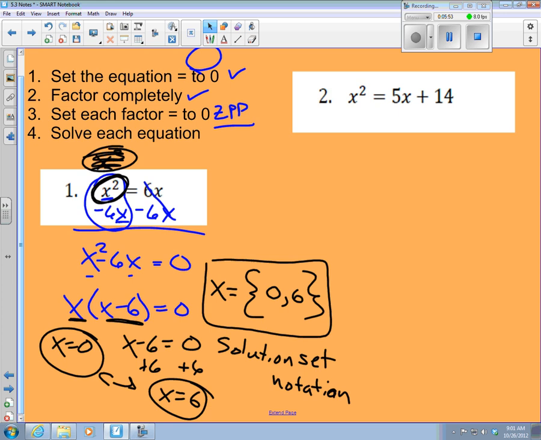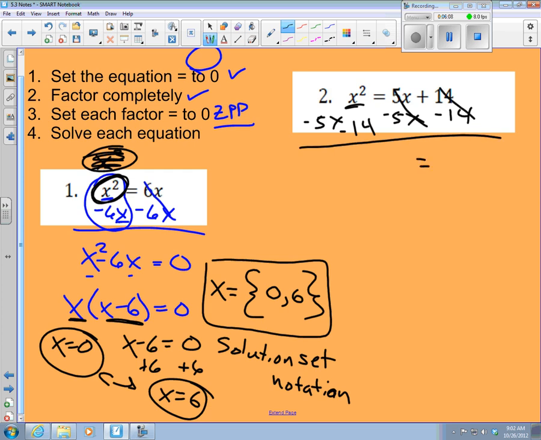And first things first, I notice it's a quadratic. I have an x squared term, so I got to get everything on one side equal to 0. So I'm going to subtract 5x from both sides, and I'm going to subtract 14 from both sides. These cancel out, and that's equal to 0. Over here, I'm going to have x squared minus 5x minus 14. And from here, I can see I have a general trinomial, an x squared term, an x term, and a constant. So I'm going to set up my little x over here.